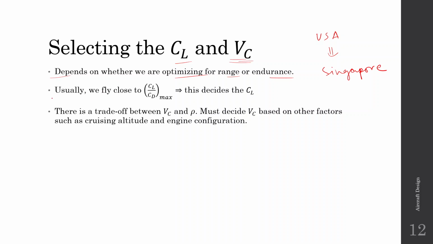So that will again dictate the CL and the V cruise. Although it depends on these factors, usually we fly close to CL by CD max. And this decides the CL.